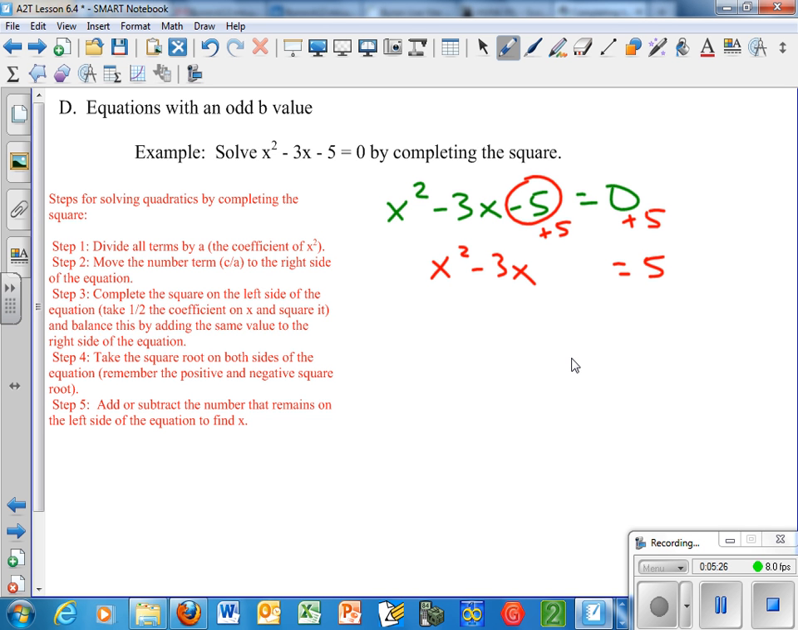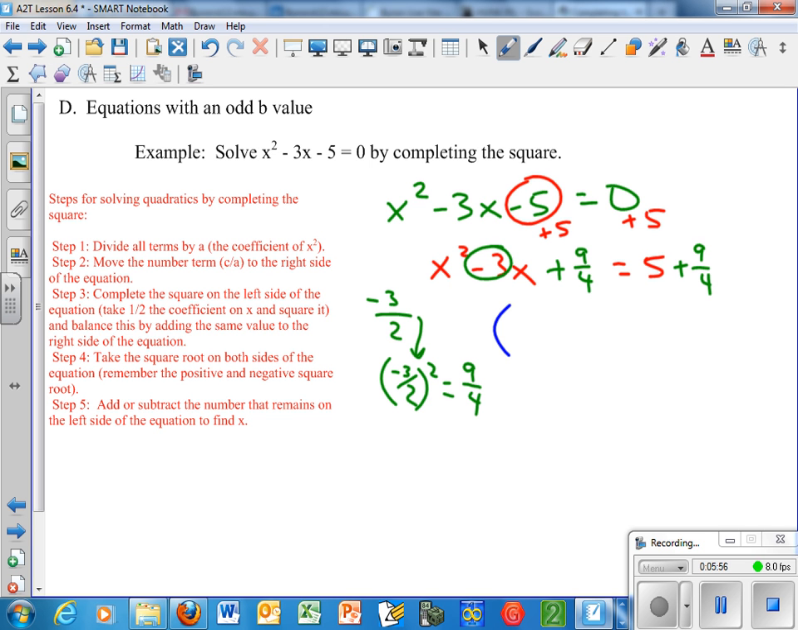So here's what I want to do. I want to take half of this, so negative 3 divided by 2, which is negative 3 halves. And then we're going to leave it as a fraction. Do not write it as negative 1.5, leave it as a fraction. So we're going to take negative 3 halves, and we're going to square it, which equals 9/4. I square the top, square the bottom. So I want to add 9/4.